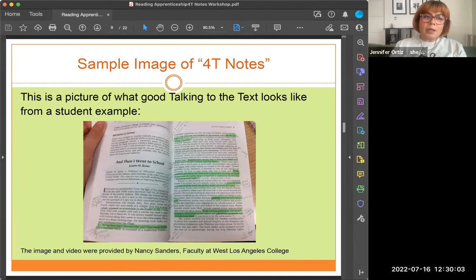I'm going to stop sharing my screen. I would recommend that if you are at any point reading or watching a lecture video that requires you to write something about it, you make sure that you keep track of those types of 4T notes.